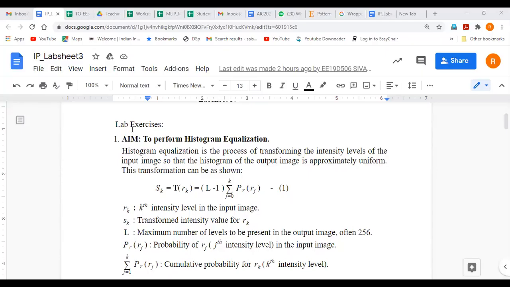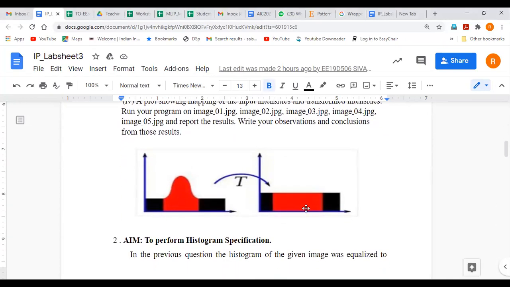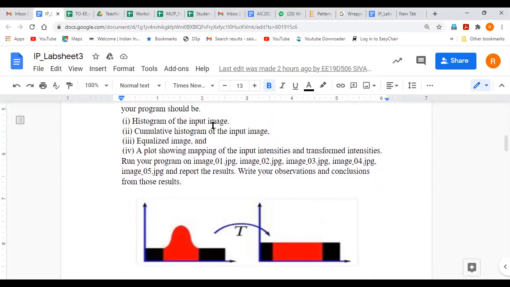Yes, sir. Right. So this is written as a formula for getting SK values directly from the PDF of the original image. PR(RJ) is the PDF of the original image, and you are multiplying with L-1. That's what I have done and got the SKs. Hope this is clear. Right, so this is the example. They have shown pictorially what's happening. So in the process, you need to first find the histogram of the image, then the cumulative histogram, the equalized image, and also show the histogram of the equalized image.